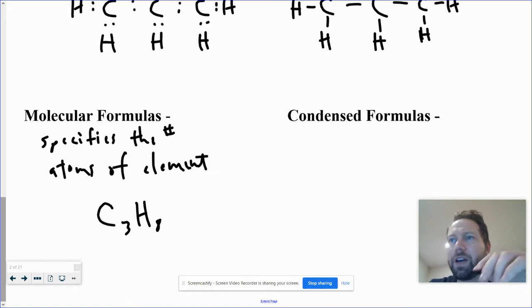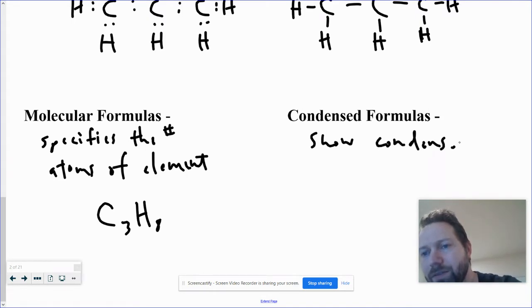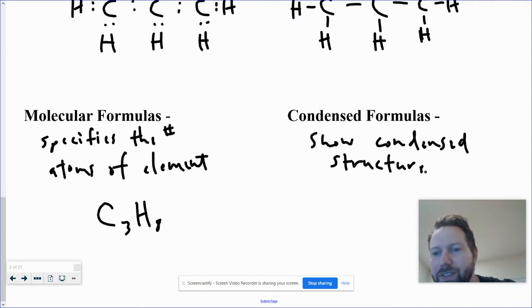Condensed formulas are kind of a combination of molecular and structural. Condensed formulas show the molecular formula in a condensed structure. Okay, so this is the example.